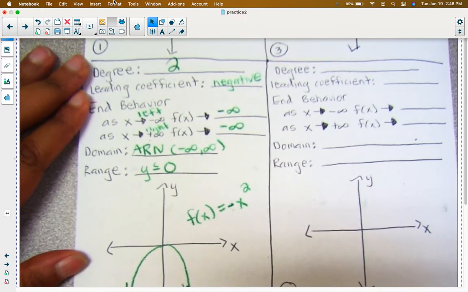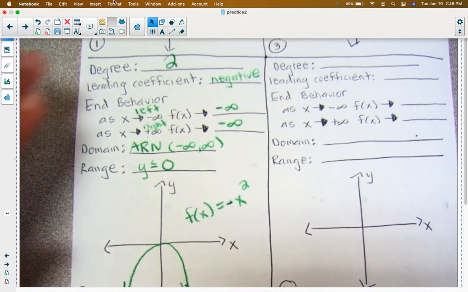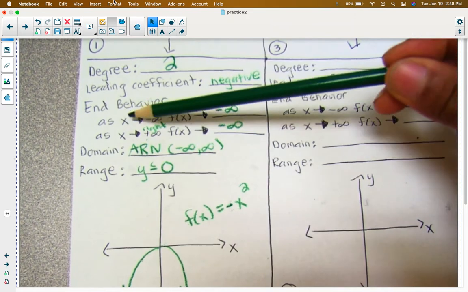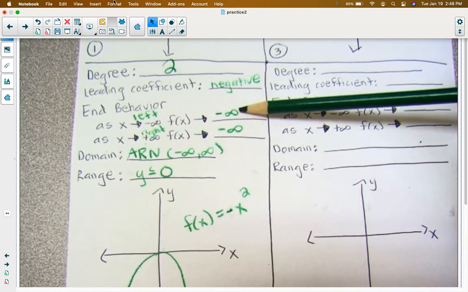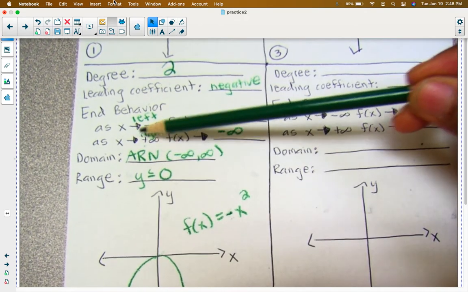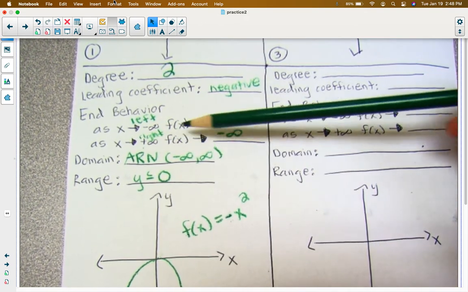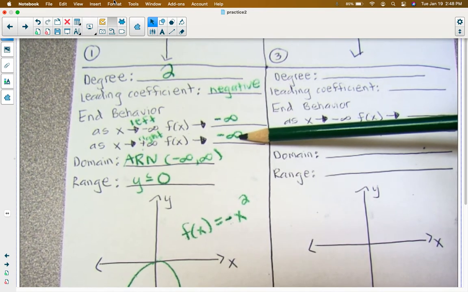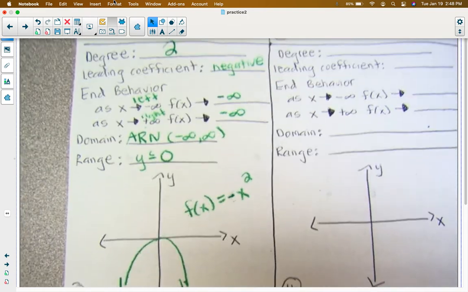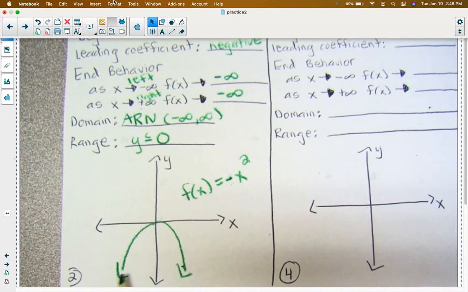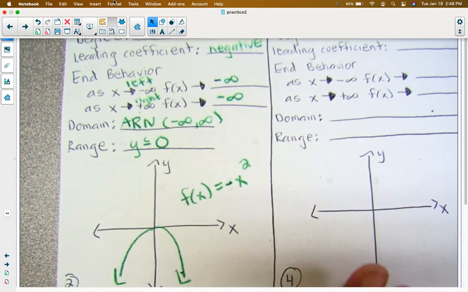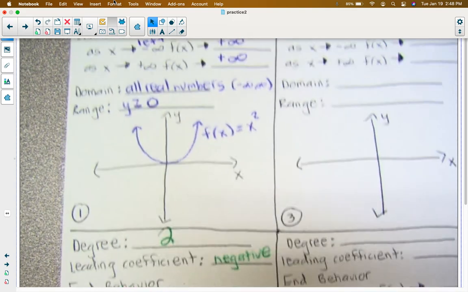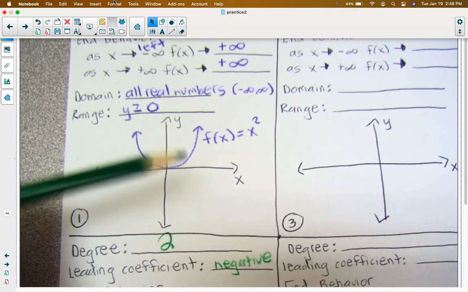So let me zoom out so we can see all of that at one time. In end behavior, as x approaches negative infinity, my function approaches negative infinity. As x approaches positive infinity, my function approaches negative infinity. So both sides of this graph are going down. And if I go back and look at number 1, my end behavior is going up for both of these.